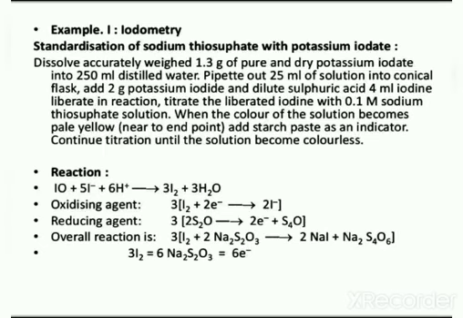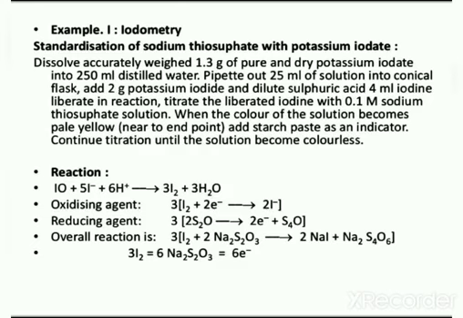Here I have given an example for iodometric titration, that is the standardization of sodium thiosulfate with potassium iodate. In this titration, how we do it is: dissolve accurately weighed 1.3 gram of pure and dry potassium iodate in 250 ml distilled water. Then pipette out 20 ml of the solution into a conical flask and add 2 gram potassium iodide and 4 ml dilute sulfuric acid. Iodine is liberated in the reaction.